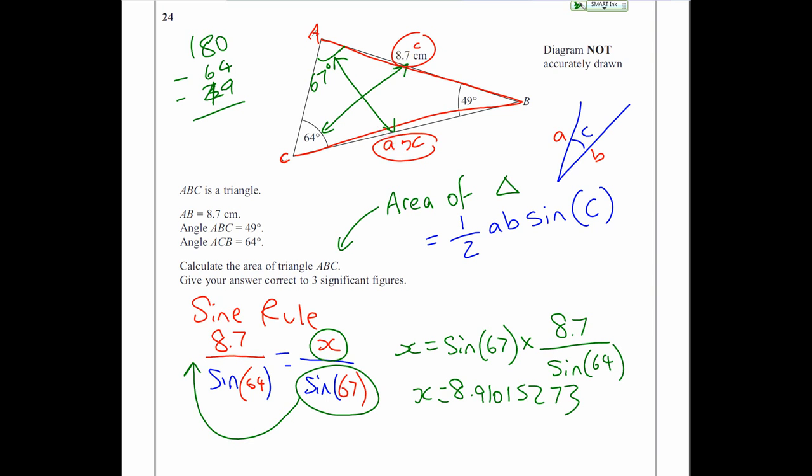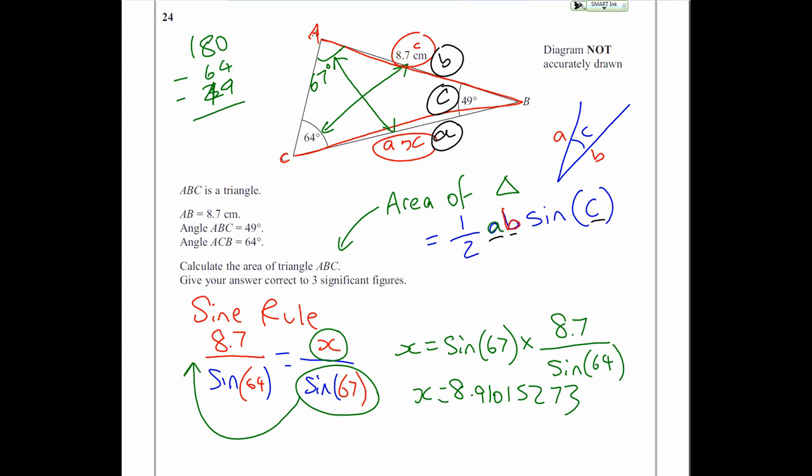Now that x is effectively our A here. Our B, not to confuse you, has to be here now. So we're doing new labels. That can stay as A, that can be B, and now the angle here is the angle C. So we've got A, B, and C.